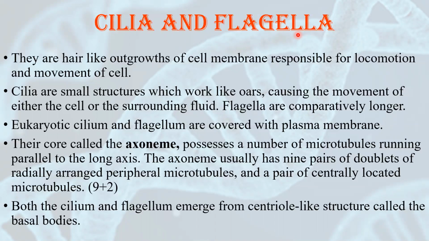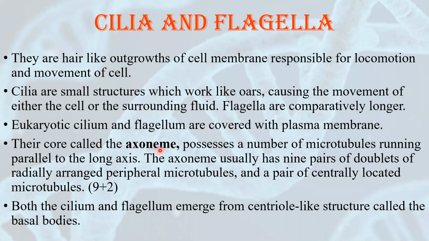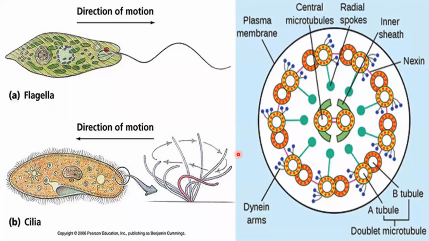Now this paragraph will be studied by seeing the diagram. You can see the diagram over here. See, this is Euglena. It has a tail-like structure which is a flagellum. This is a paramecium. It has hair-like structures which are called cilia. This is the basic structure of a cilium and a flagellum. Here in the center, it will have a central axis. That core is called the axoneme, and it possesses a number of microtubules running parallel to the long axis. So this will be the axis, and there are many microtubules present here.